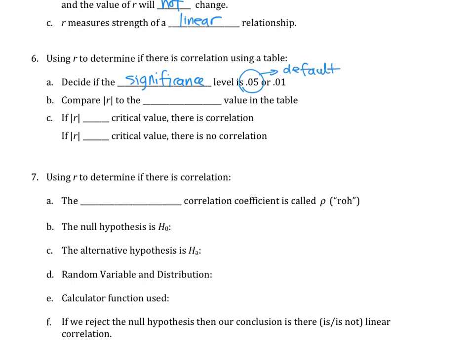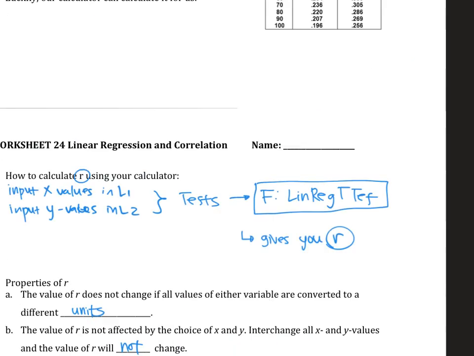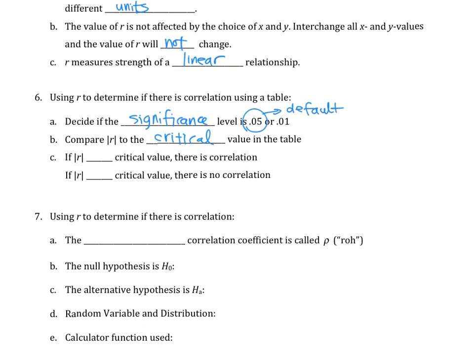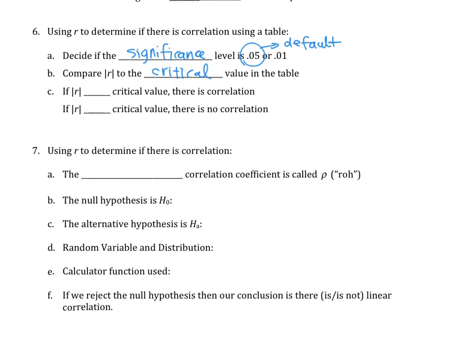So unless it says use 0.1, we'll use 0.5. Compare the absolute value of R to the critical values in the table. The table is given here, and it's also at the end of the page, but this gives you the critical value. So maybe I should write that: critical values table here. We're going to compare what we calculated from the calculator to the values in the table. So come back to number 6 here.